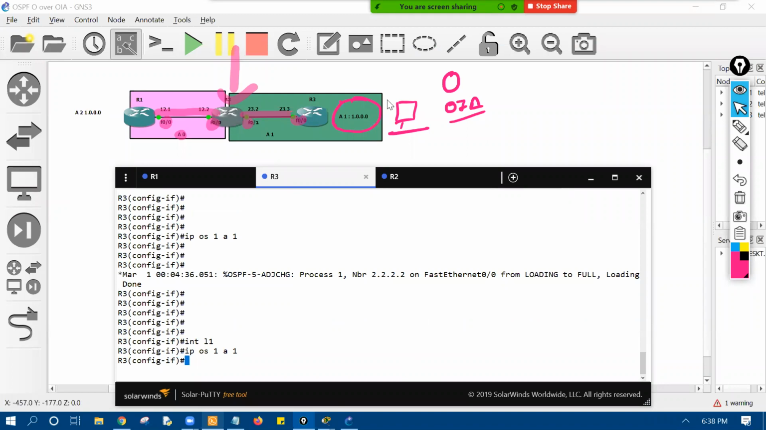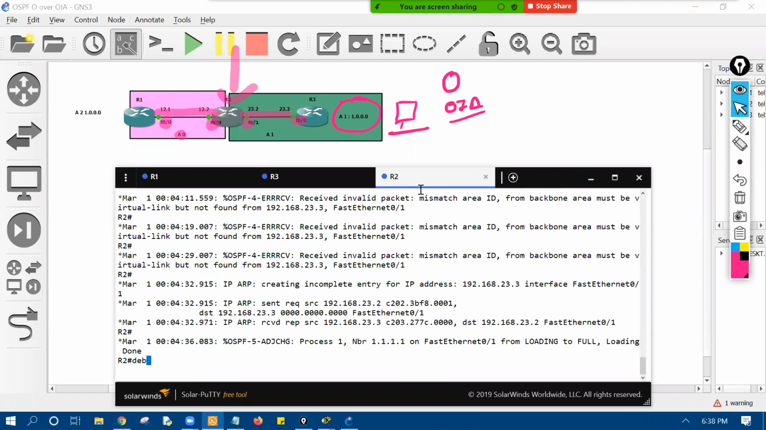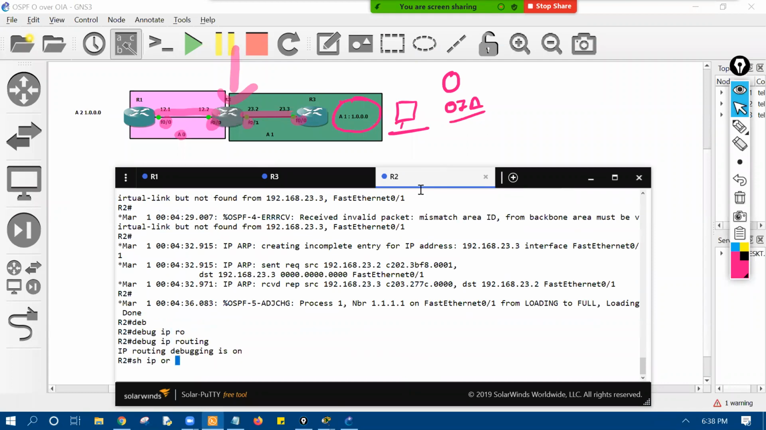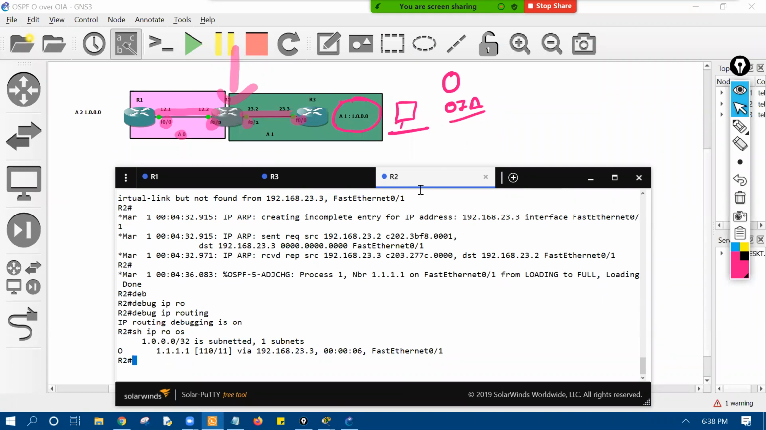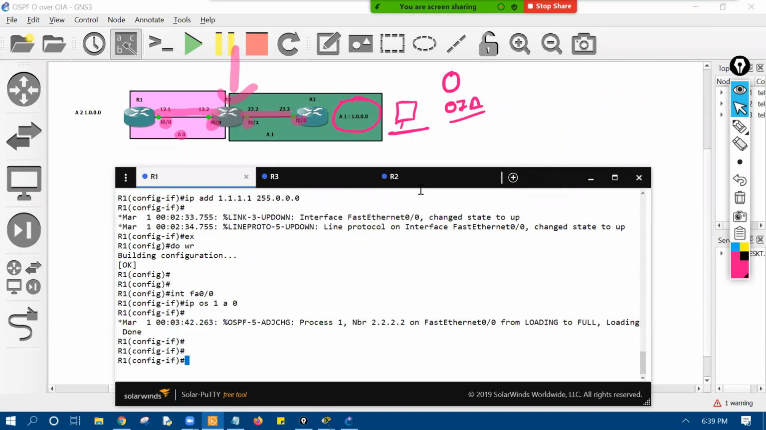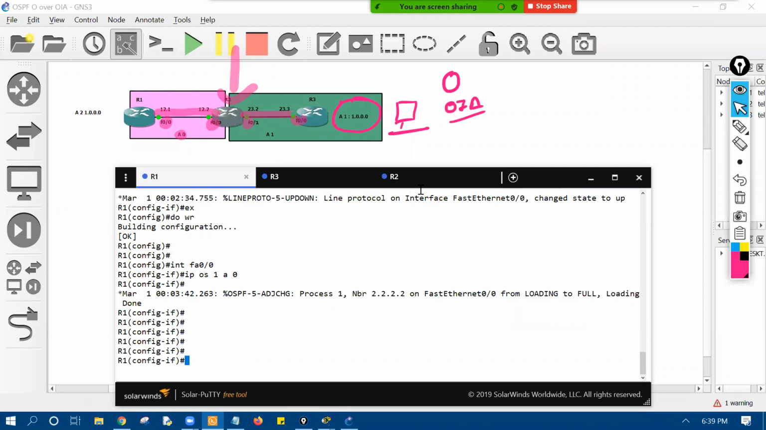So if you go to R2 right now, debug IP routing, show IP route OSPF, right? We are getting the O route. Clear? Let's go to R1. On R1 we have one loopback, again the same loopback, but which area does this loopback belong to? Area number 2, right? We can do that.